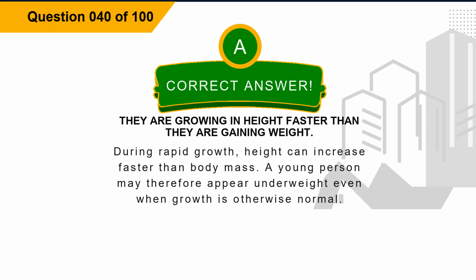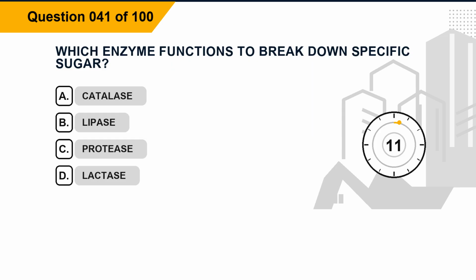Explanation: during rapid growth, height can increase faster than body mass. A young person may therefore appear underweight even when growth is otherwise normal. Question 41. Which enzyme functions to break down specific sugar?